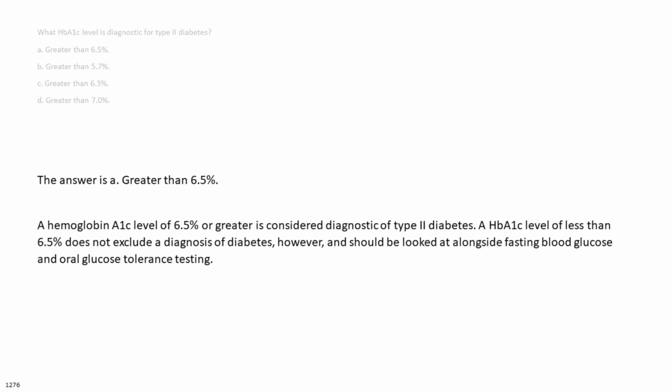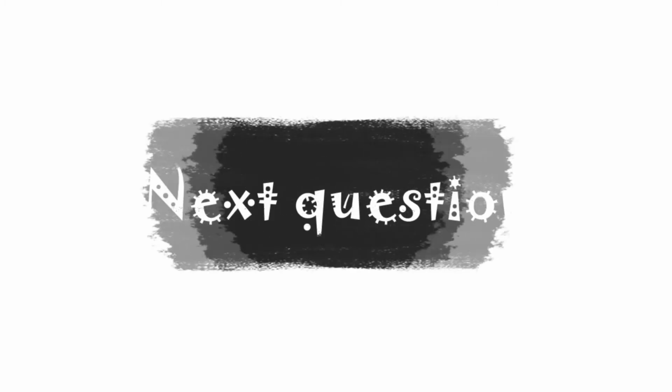The answer is A. Greater than 6.5%. A hemoglobin A1c level of 6.5% or greater is considered diagnostic of type 2 diabetes. A HbA1c level of less than 6.5% does not exclude a diagnosis of diabetes, however, and should be looked at alongside fasting blood glucose and oral glucose tolerance testing.